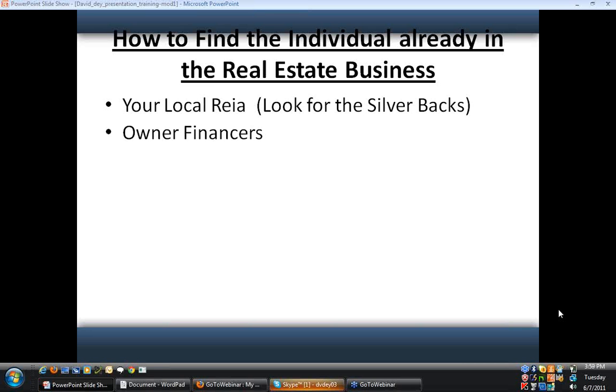Owner financers, you've heard me talk about this earlier. It's not that different than private lending. The only difference between an owner financer and a private lender is that the owner financer is lending on his own home. The private lender is lending on other homes.